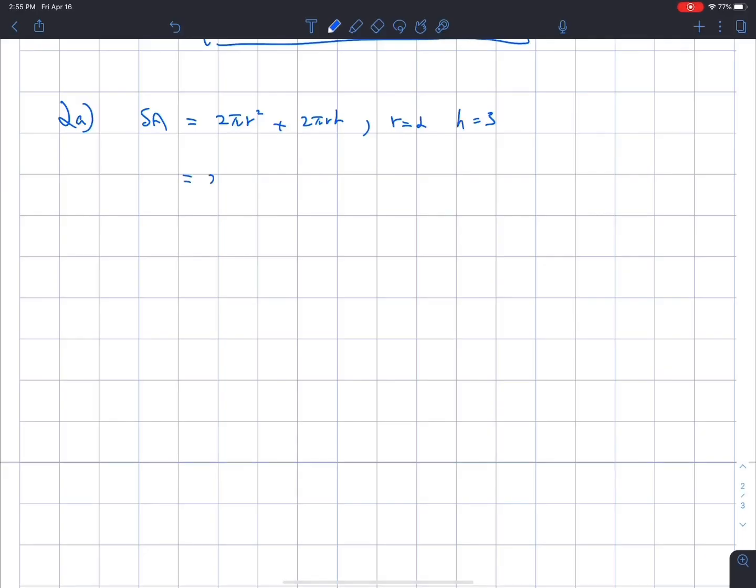So we would just replace the radius r with a 2. And we also want to replace h, the height, with 3. So 2 squared is 4, 4 times 2 is 8. We have 8 pi. Again, we are just leaving the pi alone because they want the answer in terms of pi. 2 times 2 is 4, 4 times 3 is 12. Now 8 pi plus 12 pi is just 20 pi. So 20 pi centimeter squared. That's 2a.